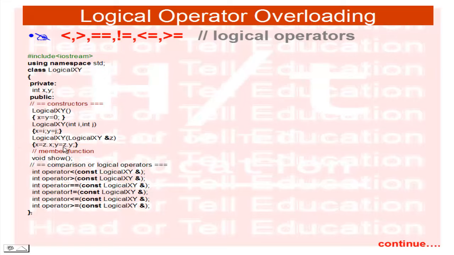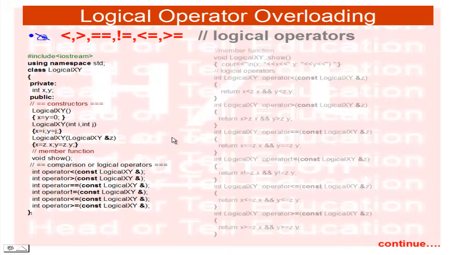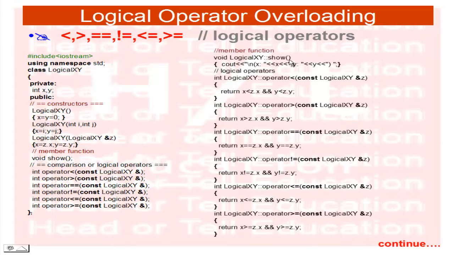Outside, all the function definitions I have created. First, the member function definition: logical xy, return type void, because the function belongs to class logical xy, that's why I am using the scope resolution operator. It's very simple, just cout print x and y.